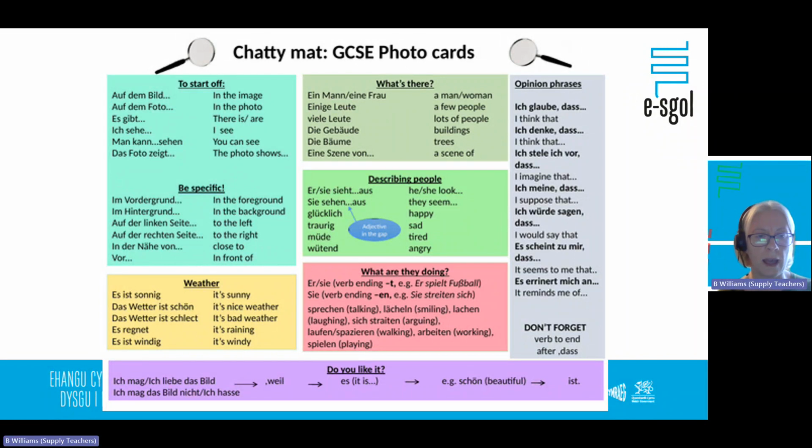Okay. You could say es. So what is it? Schön ist. Okay. So you've got an example there of a whole sentence where you would say ich mag das Bild, weil es schön ist. Okay, so a very simple structure to say why you like the picture using an adjective.